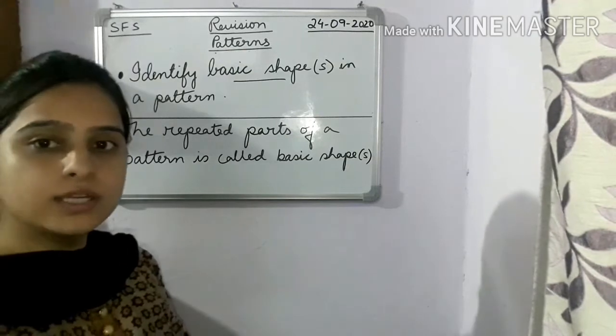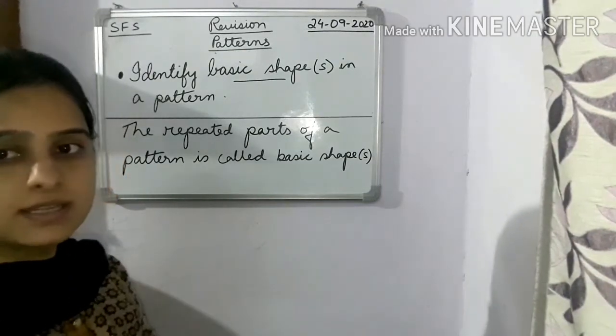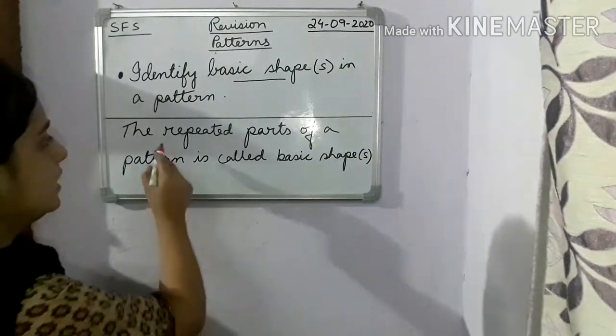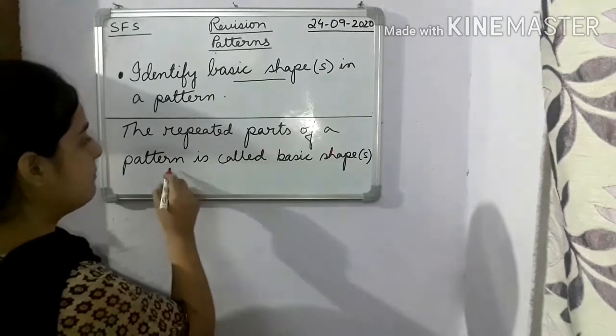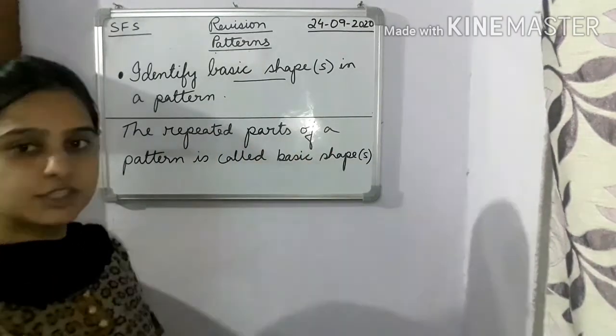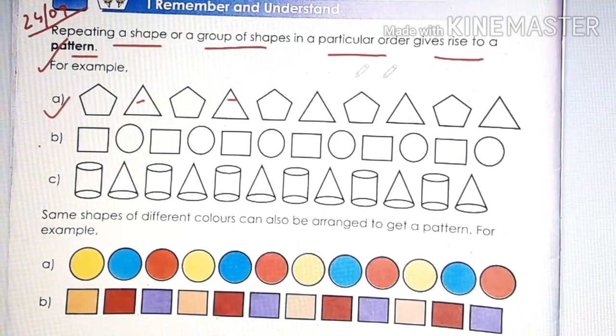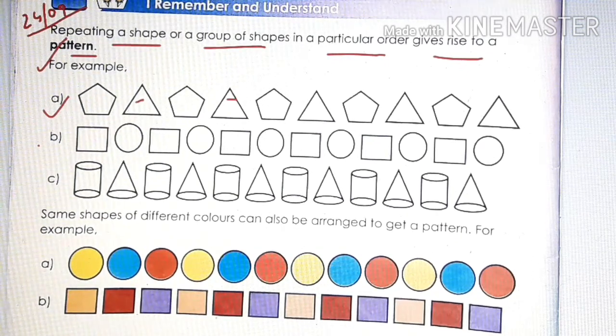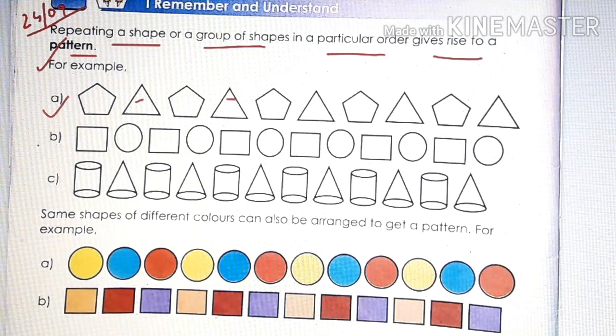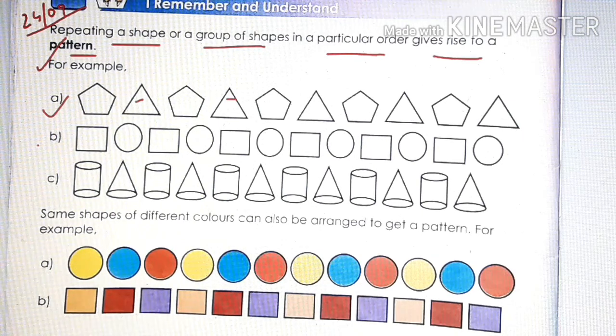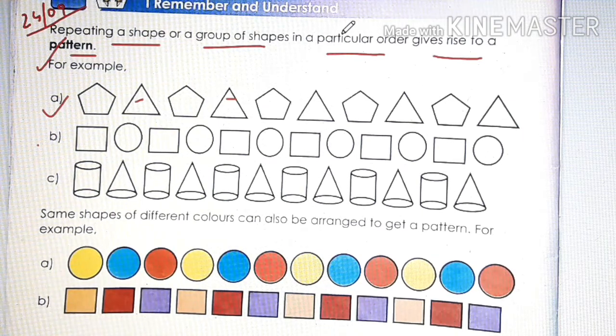So do you know what basic shapes means? Do you remember? The repeated parts of a pattern are called the basic shapes. So children, let's understand what is a pattern and the basic shapes, and we'll also identify basic shapes in the given patterns. So let's start. Let's revise it again.